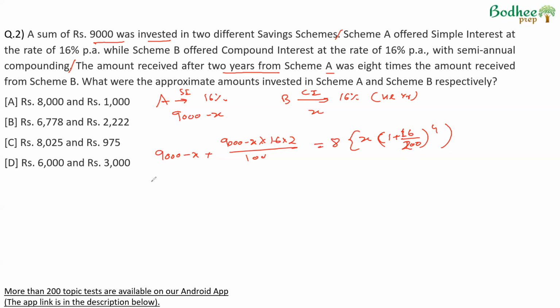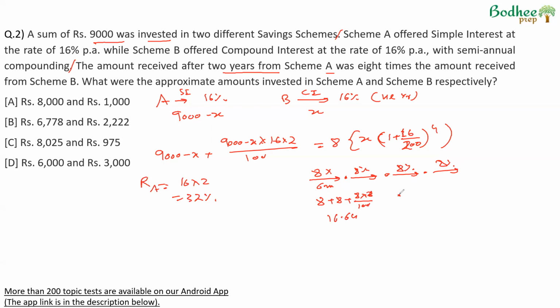The second thing could be if we look at the overall rate. In Scheme A, the overall rate will be 16% for 2 years, therefore 32%. In Scheme B, we will have 8% for the first 6 months, then again 8% for the next 6 months, then again 8%, and then again 8% over the last 6 months. So the interest rate will be 8 plus 8 plus 8 into 8 upon 100, which will be 16.64%. And over the second year, we'll have the same rate, 16.64%.